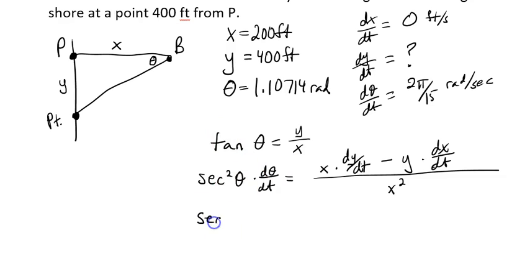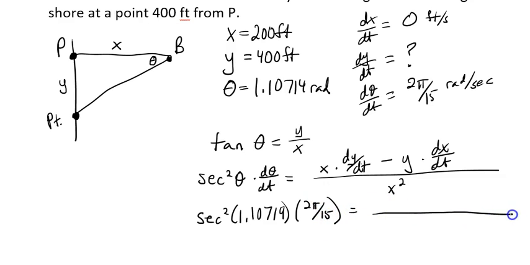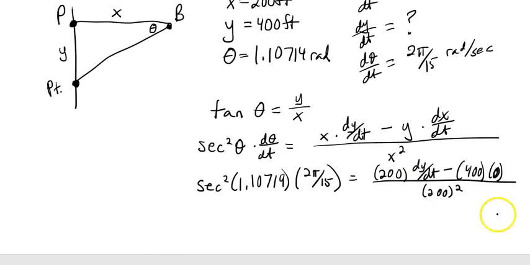So I have secant squared of 1.10714 times dθ/dt, which was 2π over 15. And then over here on the right, I have 200 times dy/dt minus 400 times 0, over 200 squared. So I have everything plugged in now.